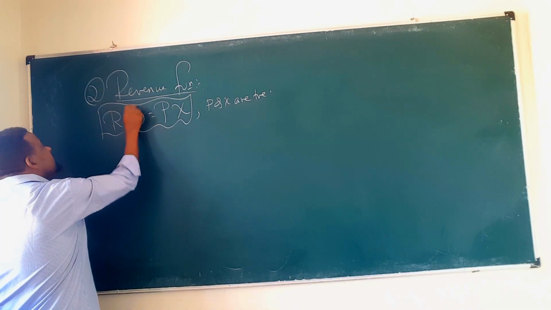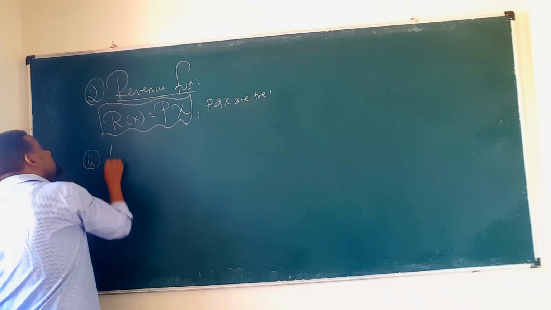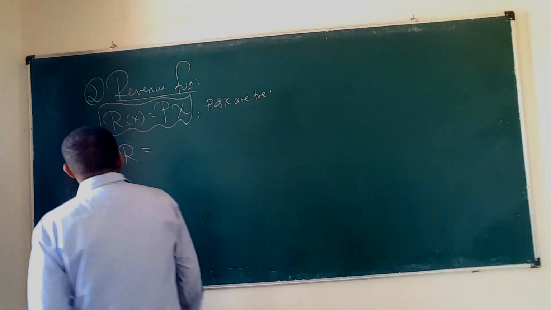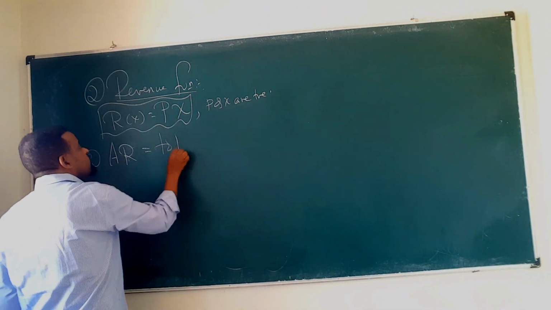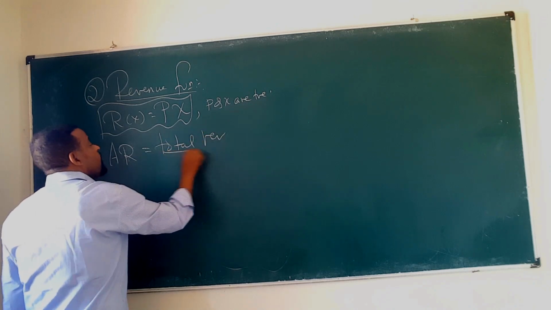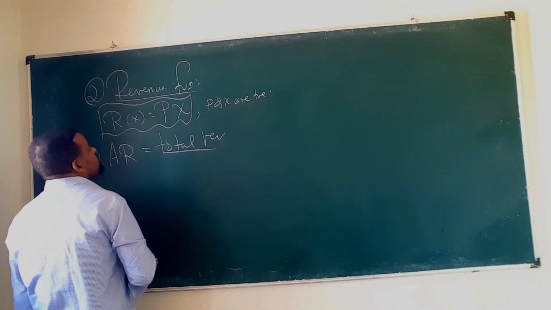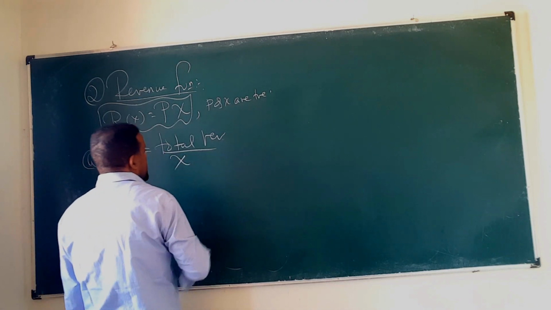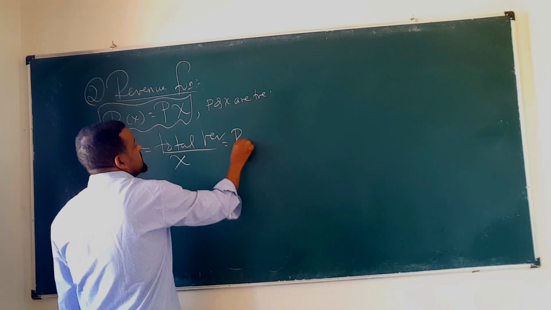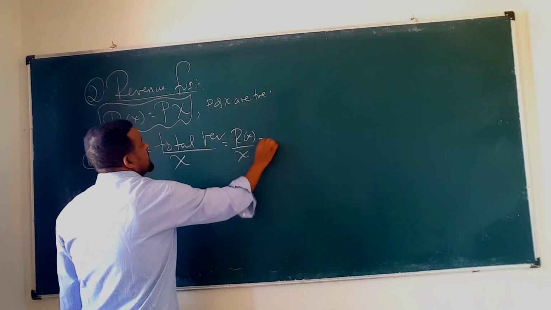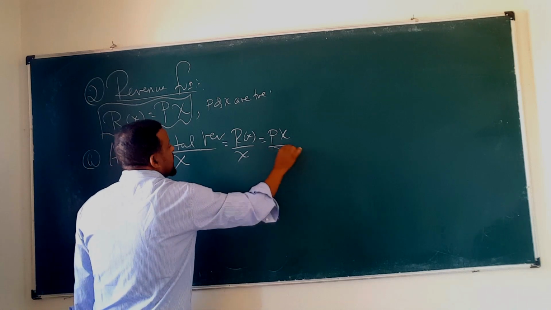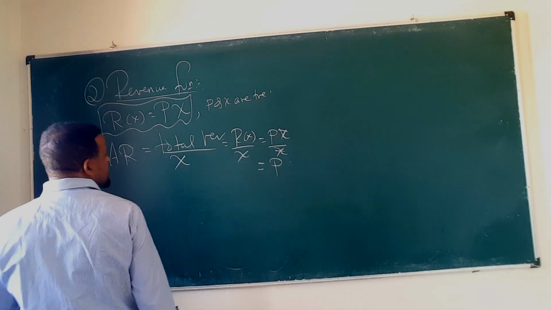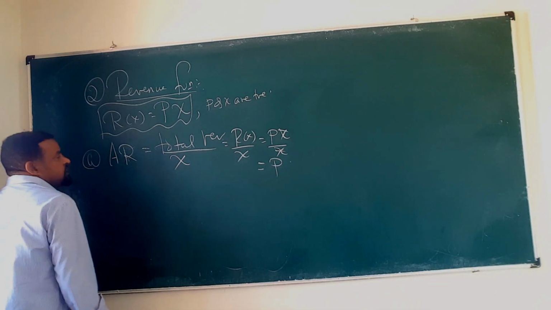And under this revenue function, there is the average revenue function, AR. The average revenue is the total revenue, or the revenue function, over the output X. So it's R of X over X, but R of X is Px, so Px over X, that X will be cancelled down. So the average revenue is equal to the price of each unit.